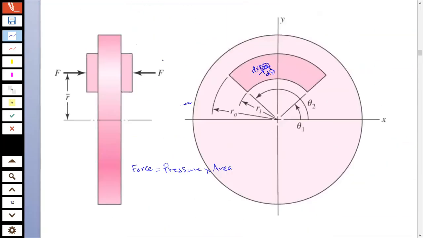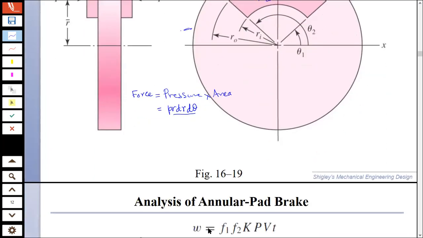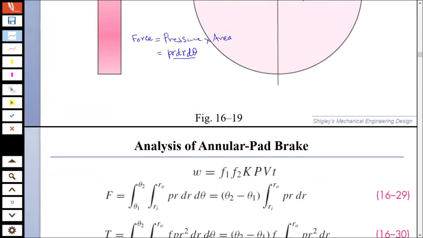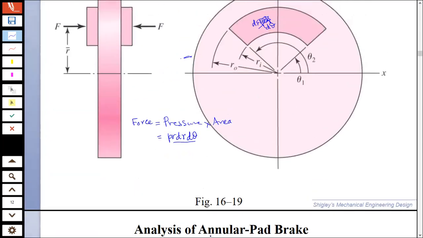Can I say, look at the upper portion, since this is an arc, the area will be r dr d theta. That is your area, multiplied by pressure. So p r dr d theta, and that is going to be the differential force dF.